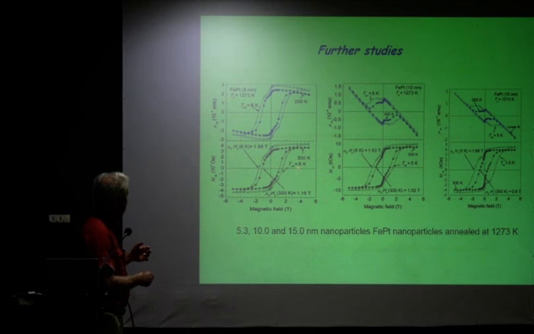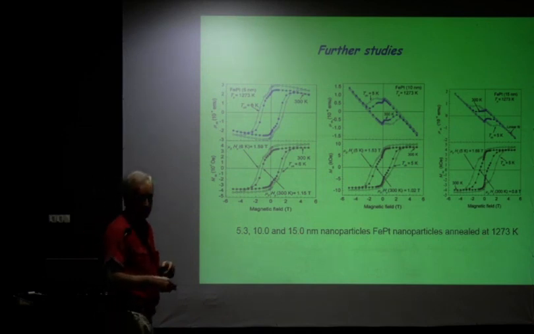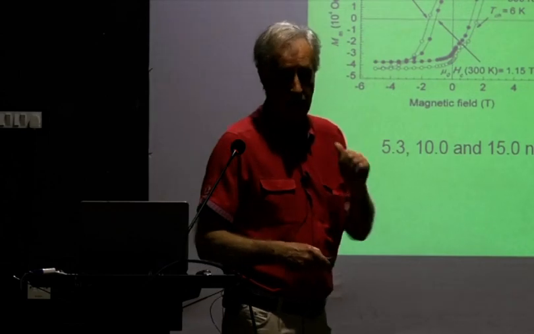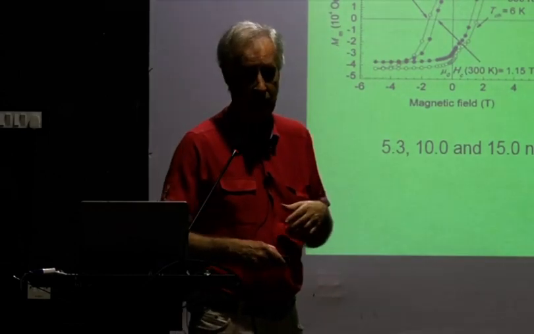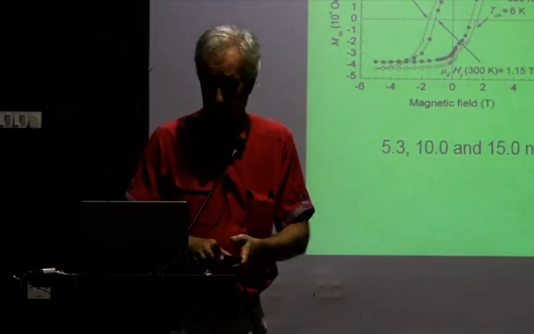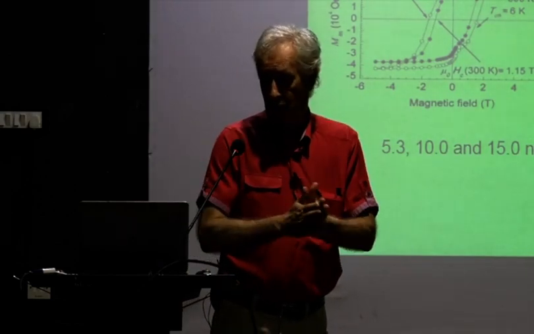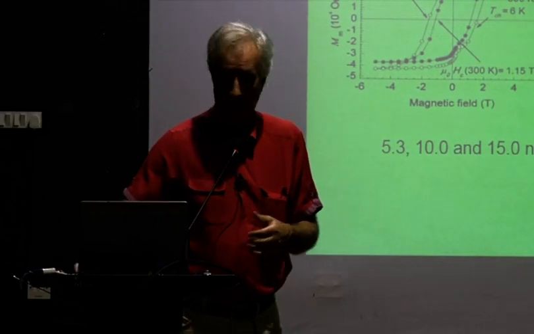These are particles of 5.3, 10, and 15 nanometers, which have been annealed at about, again, 1000 degrees centigrade. As you can see, these coercive fields do increase. This is a case when no nitrogen is used. This is the last of what we had done for these things. So this gives you, of course, very interesting information.